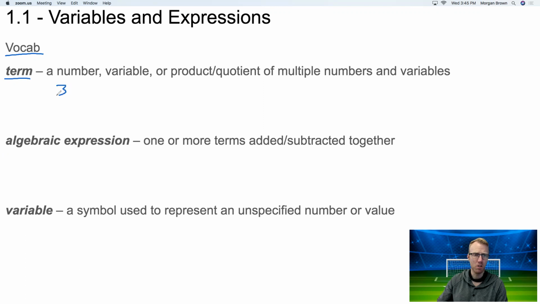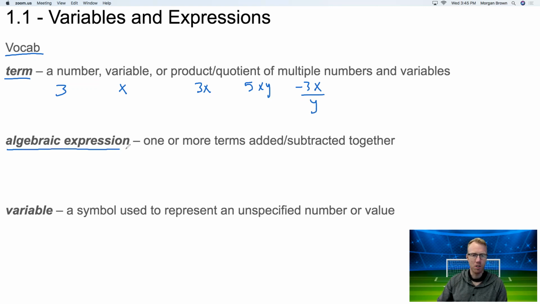Like a number, just 3, that's a term. Or a variable like x, that's a term. Or any combination like 3x, that's a term. Or 5xy, that's a term. Or negative 3x over y. These are all examples of terms because they're combinations of numbers and variables that only have multiplication and division, but no adding or subtracting.